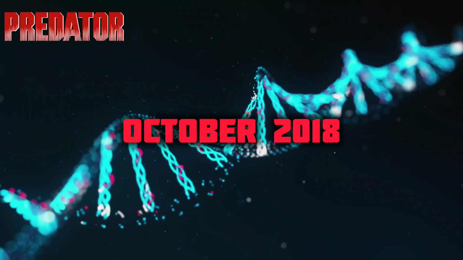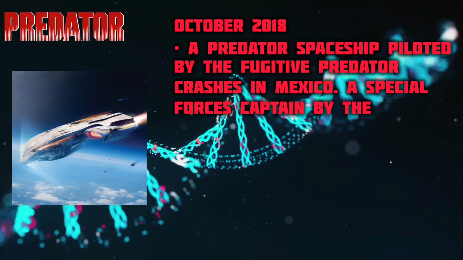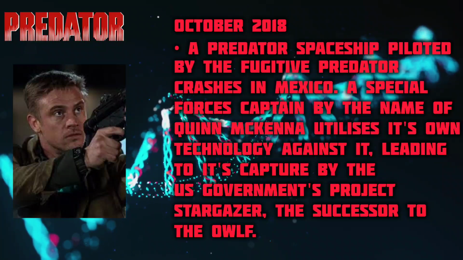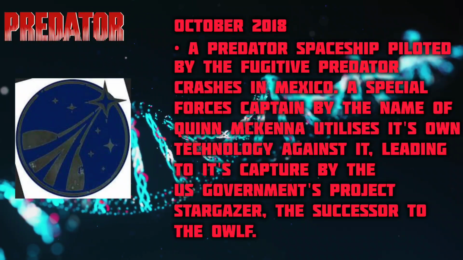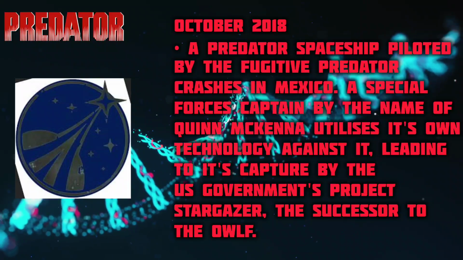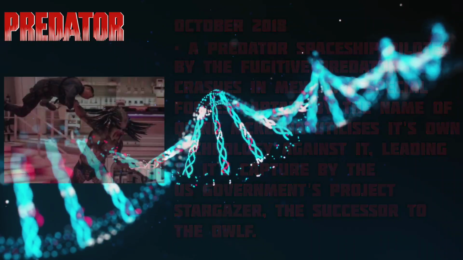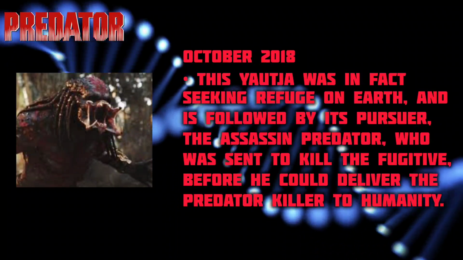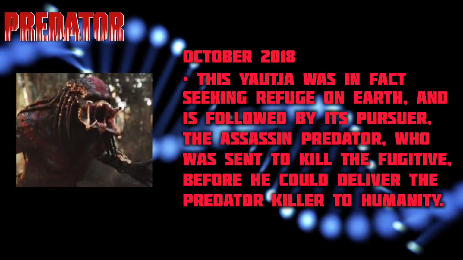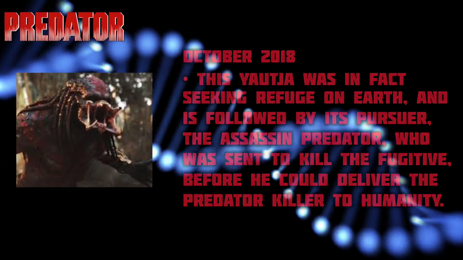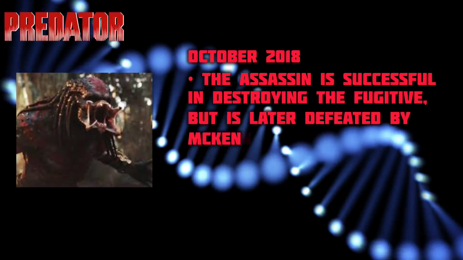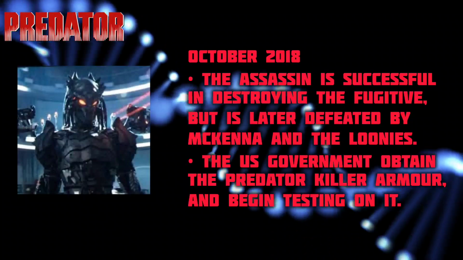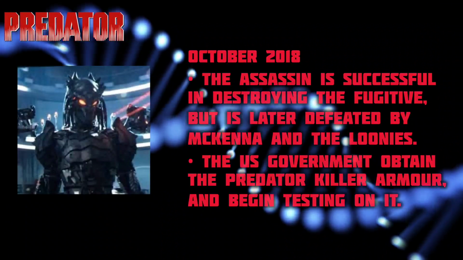October 2018. A Predator spaceship piloted by the fugitive Predator crashes in Mexico. A Special Forces captain by the name of Quinn McKenna utilises its own technology against it, leading to its capture by the US government's Project Stargazer, the successor to the OWLF. This yautja was in fact seeking refuge on Earth and is followed by its pursuer, the Assassin Predator, who was sent to kill the fugitive before he could deliver the Predator killer to humanity. The assassin is successful in destroying the fugitive, but is later defeated by McKenna and the Loonies. The US government obtain the Predator killer armour and begin testing on it.